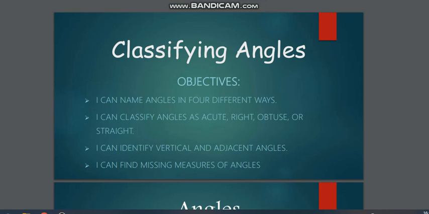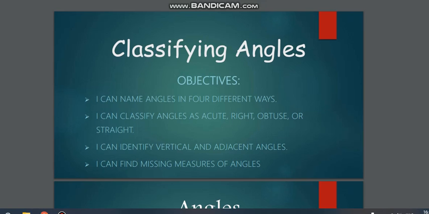Hi guys! Today's lesson will be about angles, and exactly classifying angles. Your objectives of this lesson will be: you can name angles in 4 different ways, and you can classify angles as acute, right, obtuse, or straight. And you can identify vertical and adjacent angles. You can also find missing measures of angles.